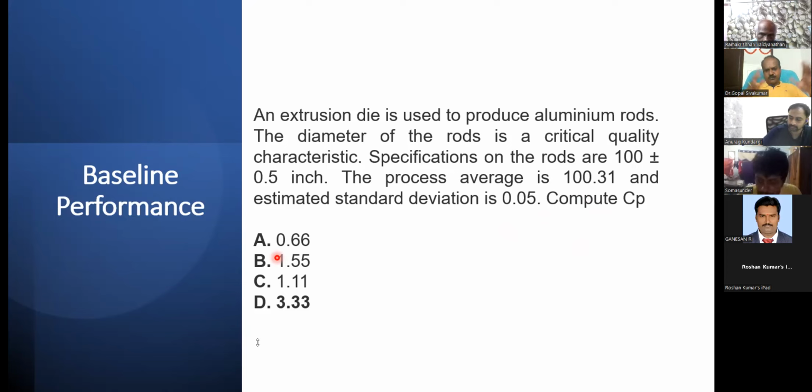RK sir has developed so many templates, and I have also given a simple template, one Excel file, isn't it? I have posted it in the WhatsApp group. Yes, sir. The file is named Sigma Level Calculator V5. That's the only file I want you to be familiar with.